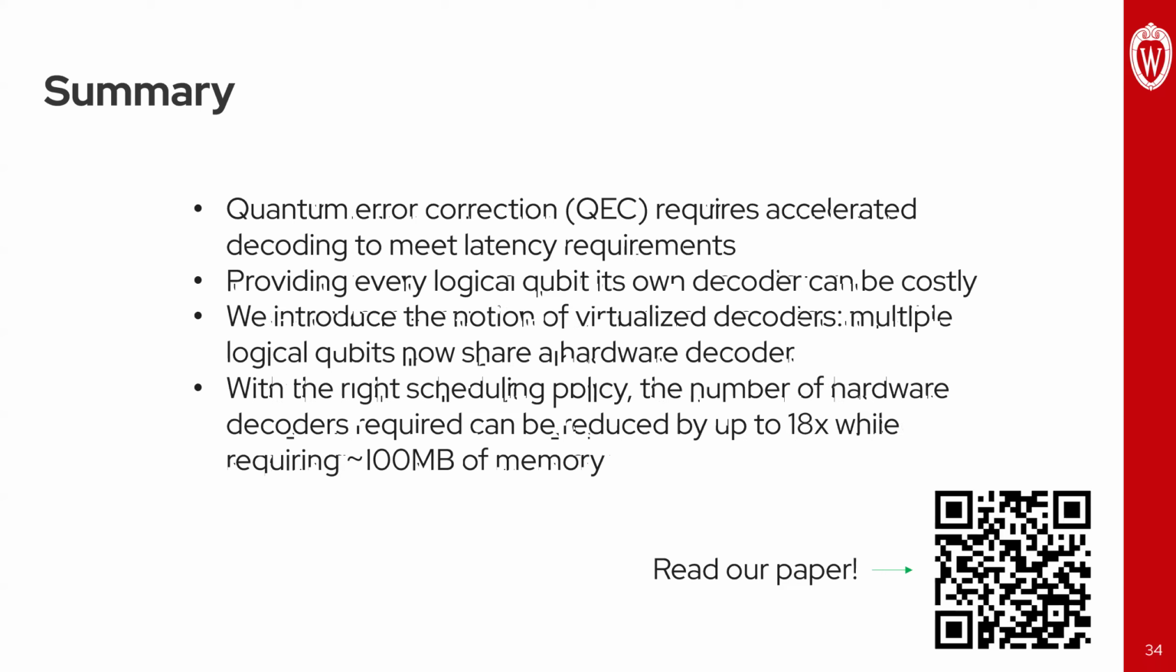With this scheduling policy, we were able to reduce the number of hardware decoders by up to 18x and at the same time not require a ton of memory. We were able to get away with just 100 megabytes of memory as compared to, let's say, 160 gigabytes. So that's all I wanted to talk about today. I know I've finished early, but I guess this leaves us with more time for questions. I'll be happy to take any questions.